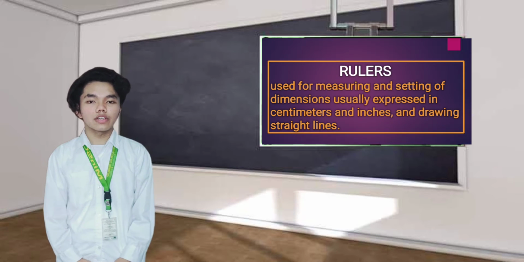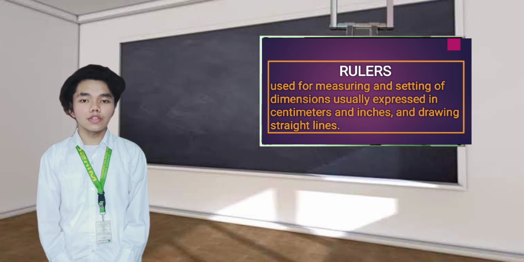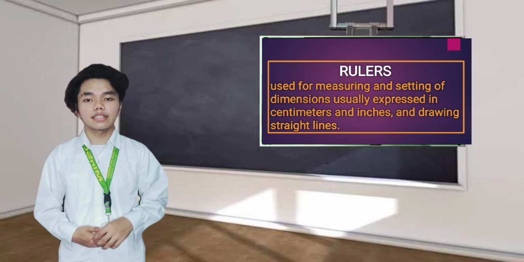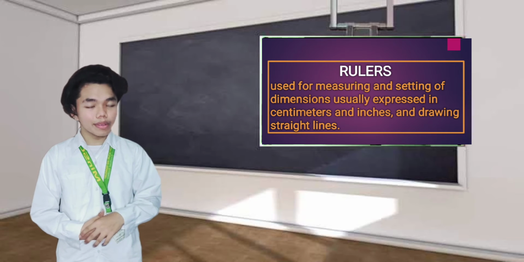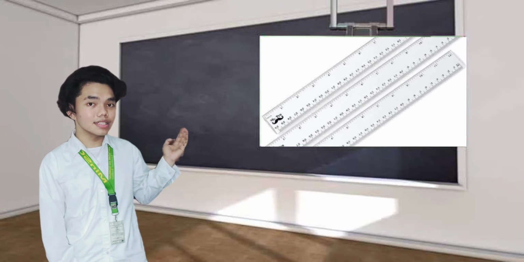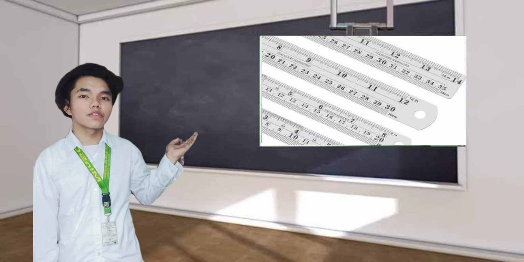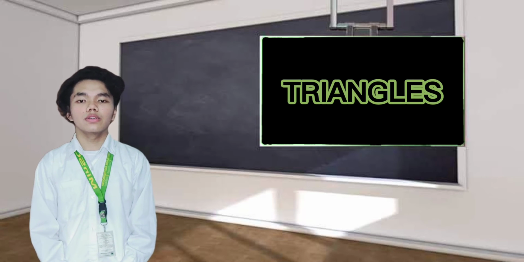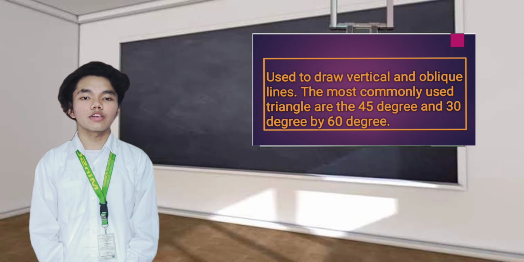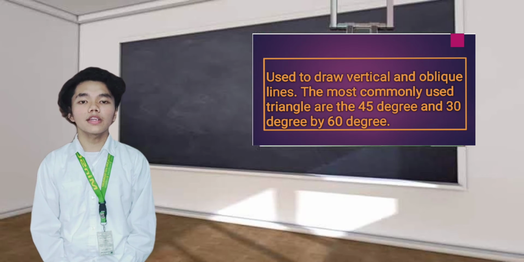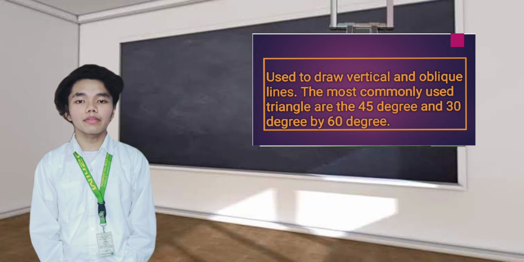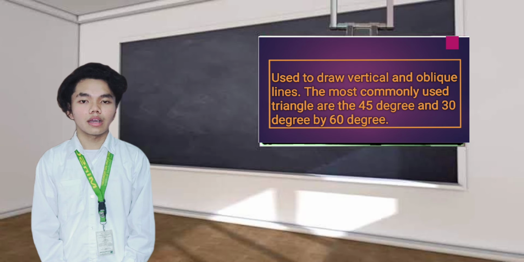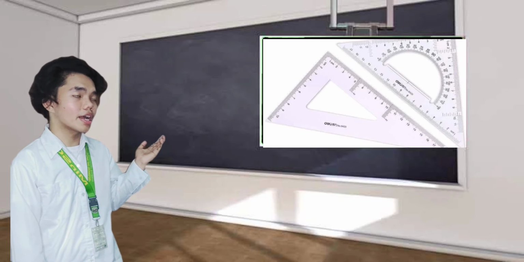Okay, next, the rulers. Rulers are used for measuring and setting dimensions, usually expressed in centimeters and inches, and for drawing straight lines. As you can see, these are examples of rulers. Triangles are used to draw vertical and oblique lines. The most commonly used triangles are the 45 degree and the 30 by 60 degree. These are my examples of triangles.